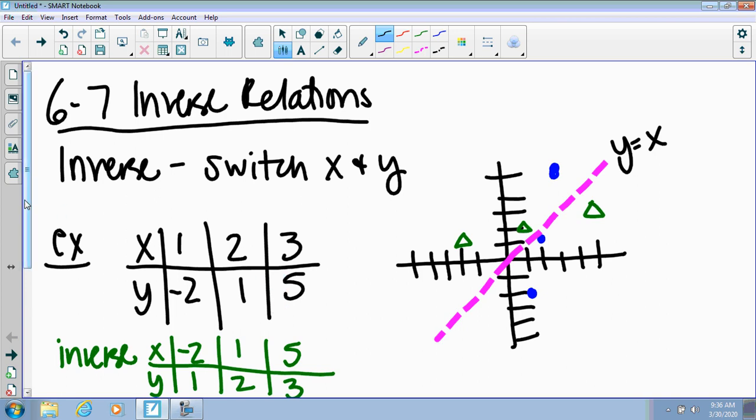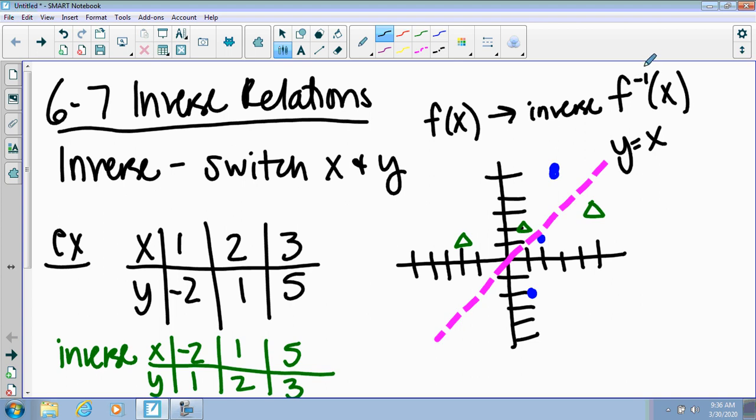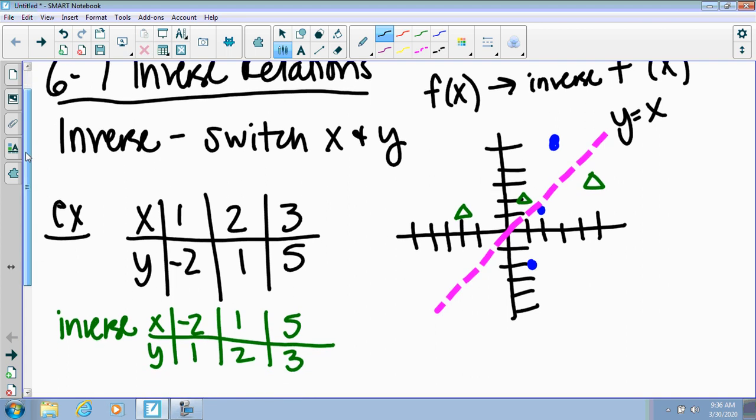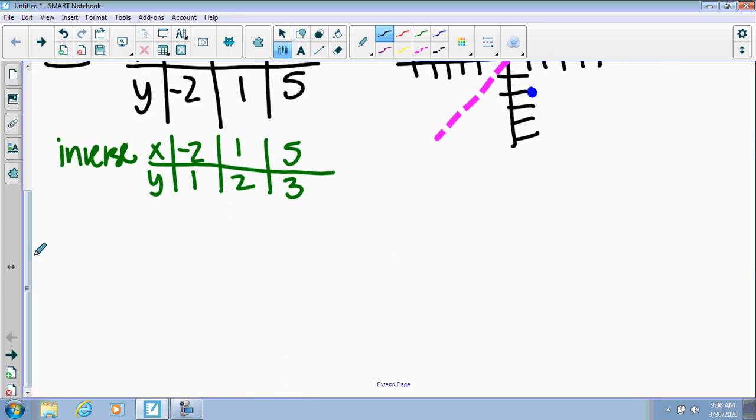Okay. Oh, I forgot to tell you what the symbol for inverse is. So if your regular function is f of x, the inverse is f with a little -1 of x. So if you see that, that just means the inverse. It's the symbol for inverse. So now we'll talk about if we have an actual equation, how to do that.